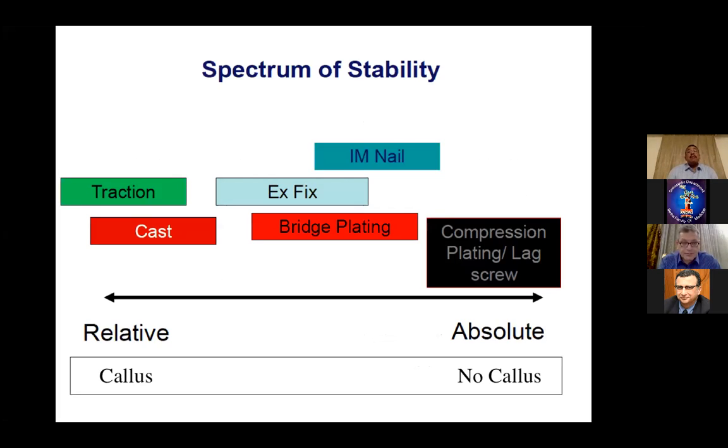The spectrum of stability ranges from 0, where instability will lead to non-union and no callus will form, through relative stability, where callus forms, and this can be achieved by splinting of the fracture using external fixator, intramedullary nail, bridge plate. And lastly, on the other side of the spectrum, the absolute stability, where no callus forms, but healing will take place by internal remodeling under compression using lag screws or compression plates.